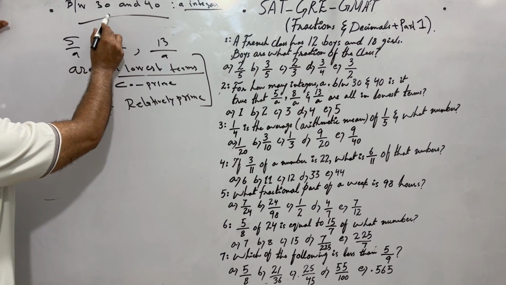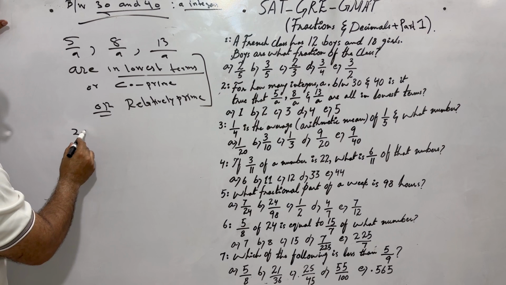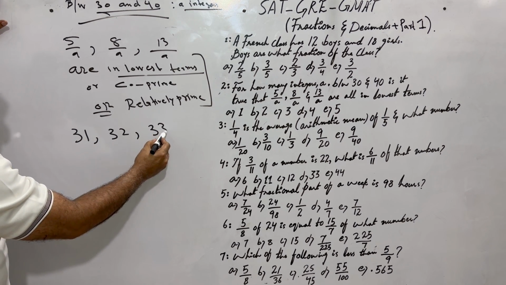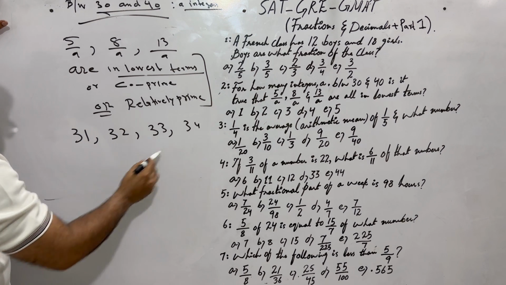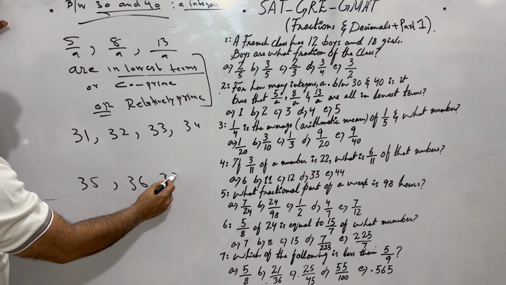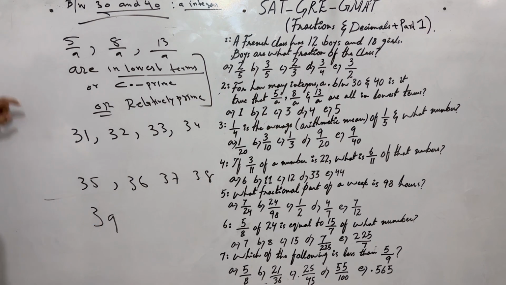Look at this: between 30 and 40, 31, 32, 33, 34, 35, 36, 37, 38, 39. I have written all the numbers.